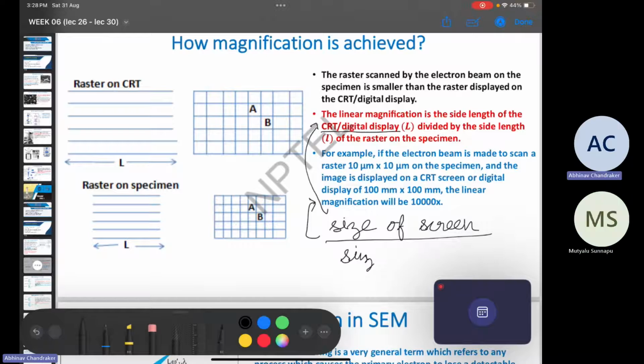So basically, SEM's magnification happens just by zooming in on the specimen image and not by changing any of the lens systems. So the lens system or lens strengths are not altered. Just zooming in on the CRT display takes place.